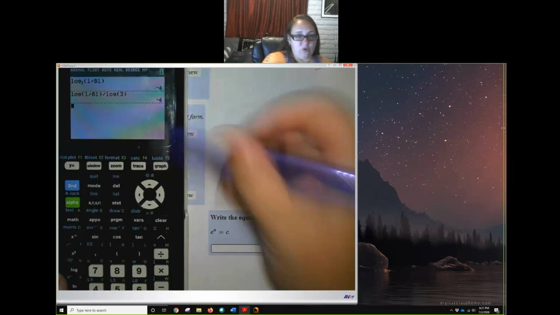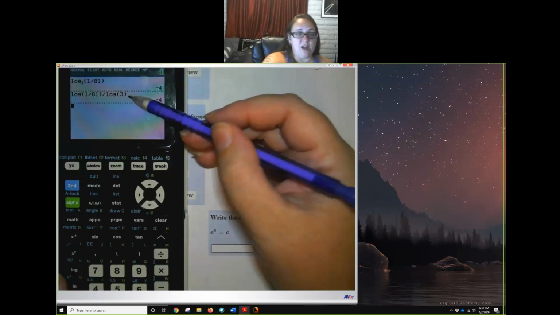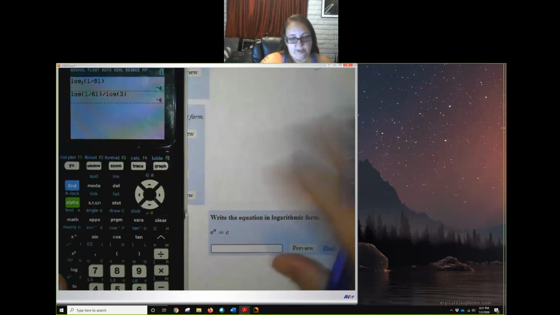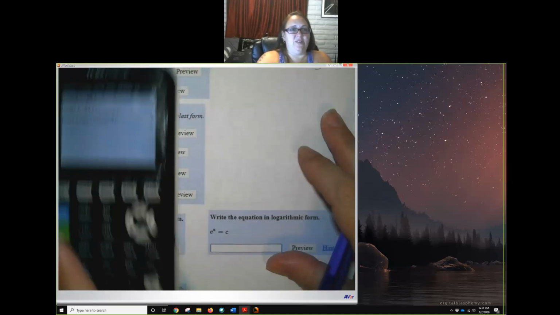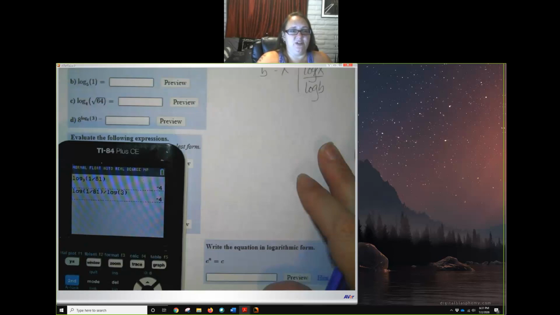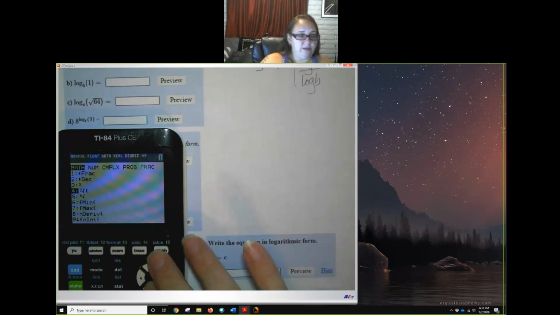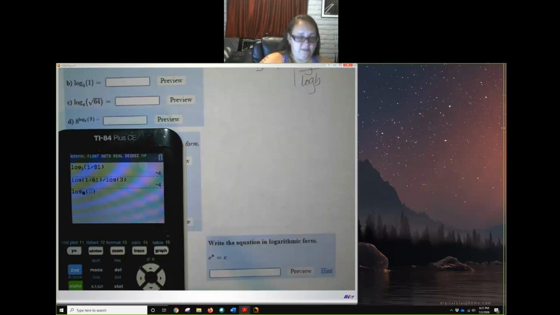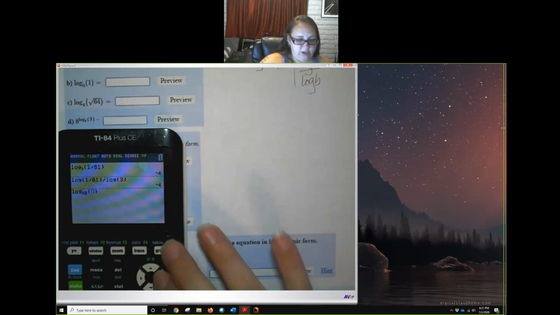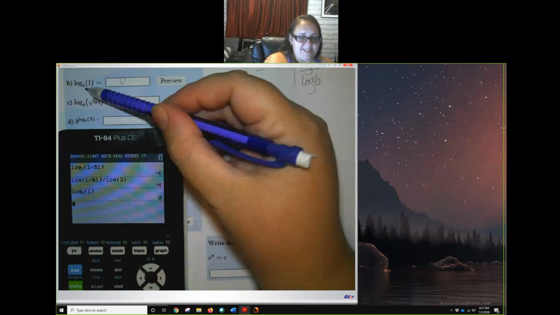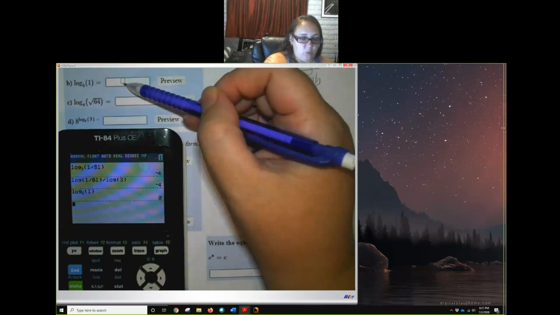So again, this works if your calculator does not have log base. If your calculator has log base, you can do this. So then all of this just becomes an exercise in do I know how to use my calculator? Log base 5 of 1 is 0, and that is because 5 to the 0 power is 1.